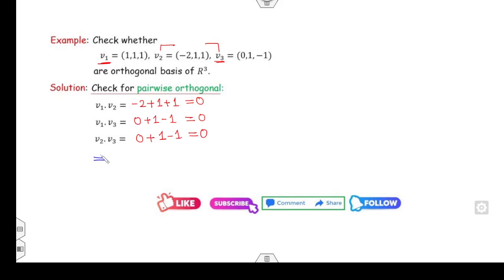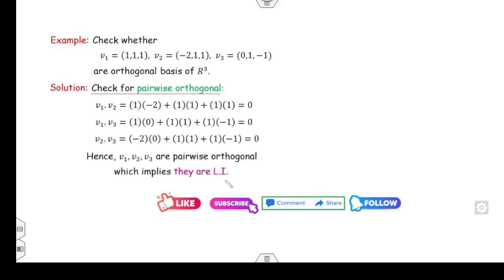So what does it imply? That means the given set of vectors v1, v2, v3 are orthogonal. Fine. Orthogonal set of vectors. And once they are an orthogonal set of vectors, you can say yes, they are linearly independent as well. The given set of vectors are orthogonal, therefore they are linearly independent as well.